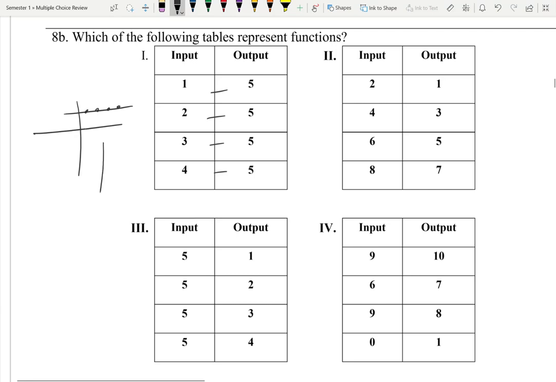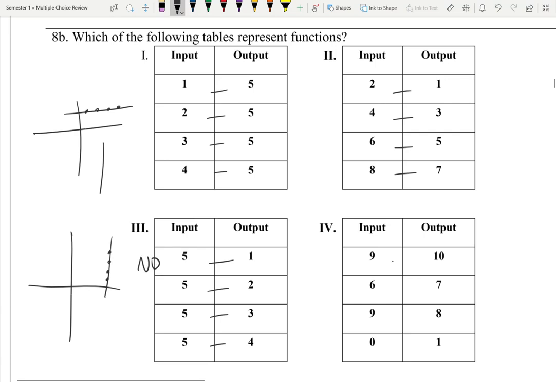What's not a function is any kind of vertical line. So 2 to 1, that's fine. 4 to 3, that's fine. 6 to 5, 8 to 7, that's fine. This is not good. 5, 1, 5, 2, 5, 3, 5, 4. The graph of that, right, would be out here at 5, 5, 1, 5, 2, 5, 3, 5, 4. That makes a vertical line. That's not a function. No.